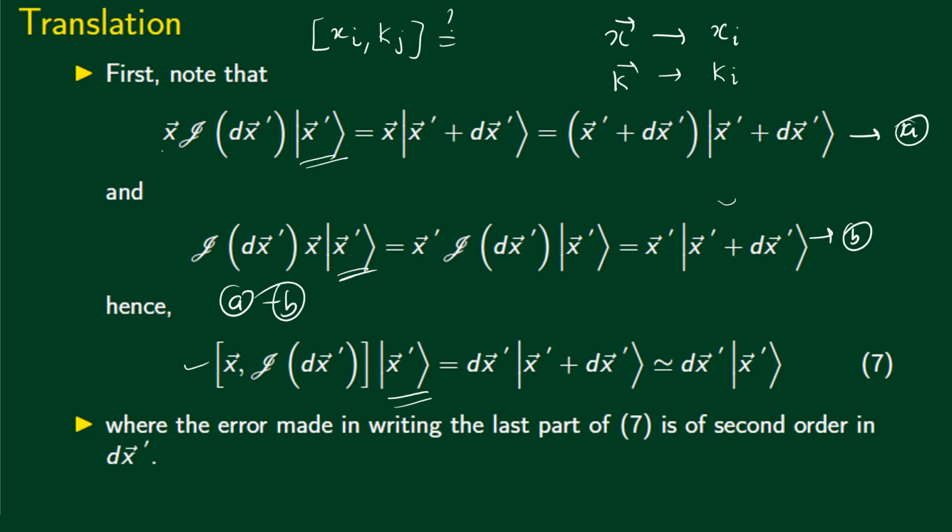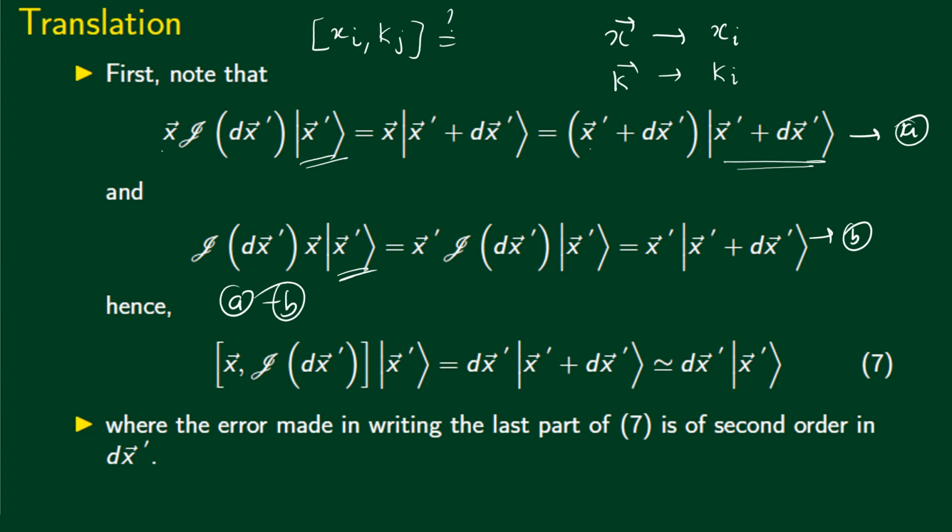On the right, you see that this x vector prime multiplied by the ket |x' + dx'⟩, sorry, x vector prime multiplied by the ket |x + x'⟩ plus dx prime, cancels with the same thing here. We are left with dx vector prime multiplied by the ket |x' + dx'⟩. So you just subtract and you'll get this. On the left hand side you have the commutator of x vector and J. On the right side you have dx vector prime multiplied by the ket |x' + dx'⟩.